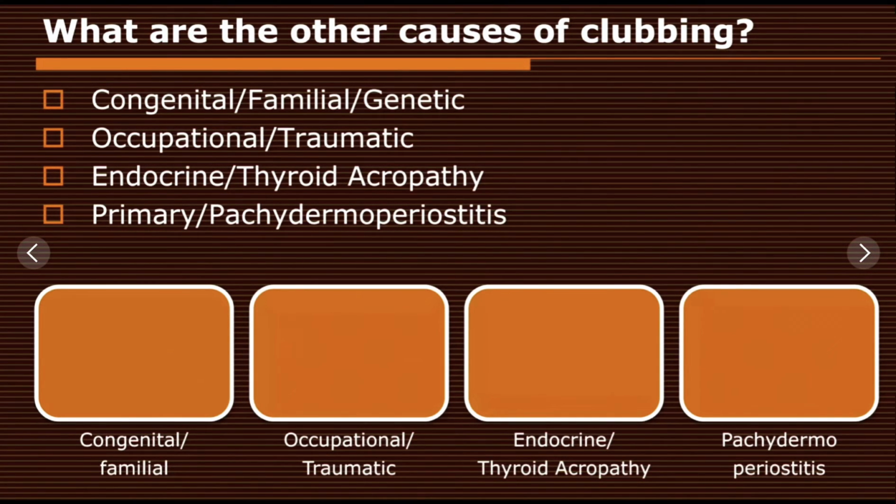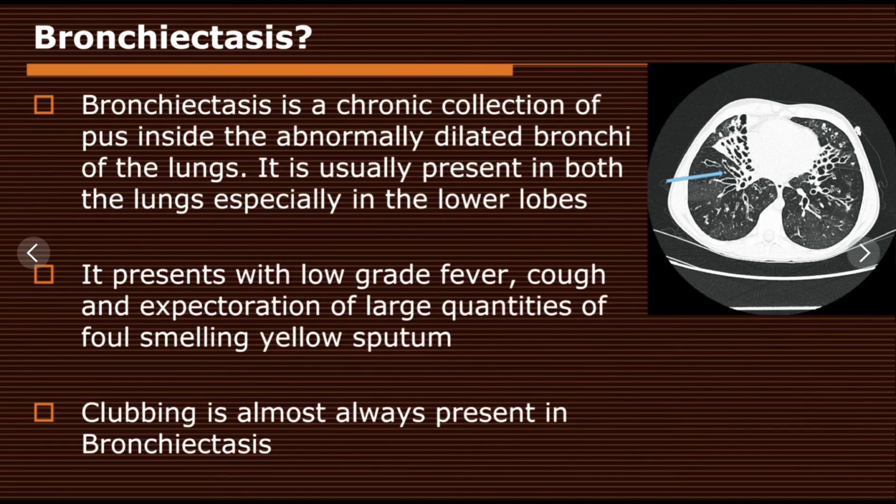So what are the other causes of clubbing? Congenital, familial, genetic causes could be there. Occupational, traumatic, endocrine, thyroid acropachy, very important. Primary hypertrophic osteoarthropathy or pachydermoperiostitis could be among the other causes of clubbing. So we will discuss the respiratory causes of clubbing.